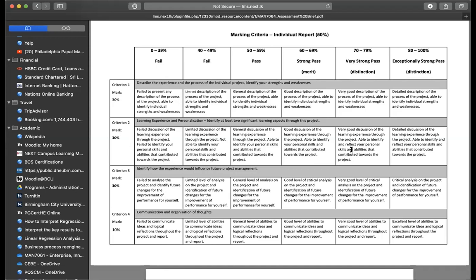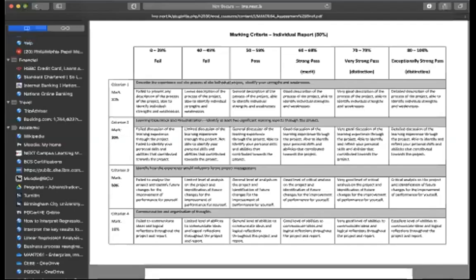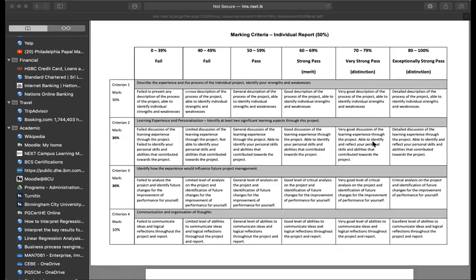Then the third criterion is identify how the experience would influence future project management. When you say project management here, what it means is similar projects that you would be doing in the future. How will this experience support you or help you? Any questions on this? Please ask. Any questions?